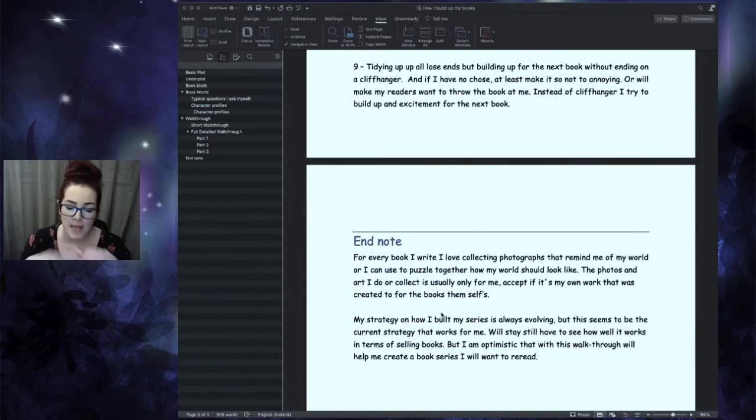I want to be excited for the next book. I want all my questions answered, but I still want that little extra oomph that will make me want to wait for your book. If you don't give me something to want, something to tempt me to wait for your book, I won't. Simple as that. So that is basically how I plan my book series.